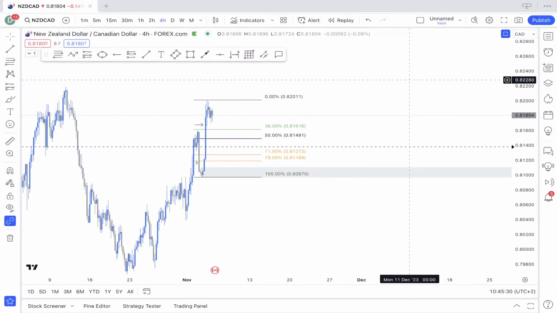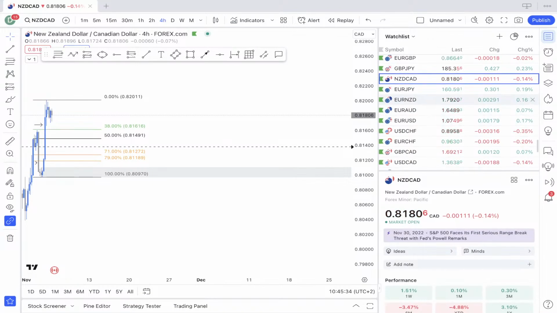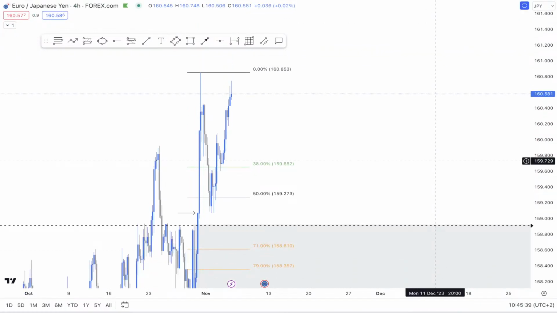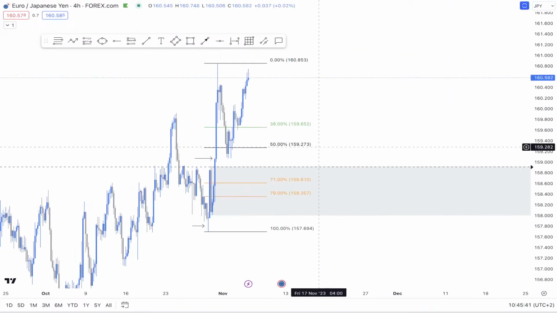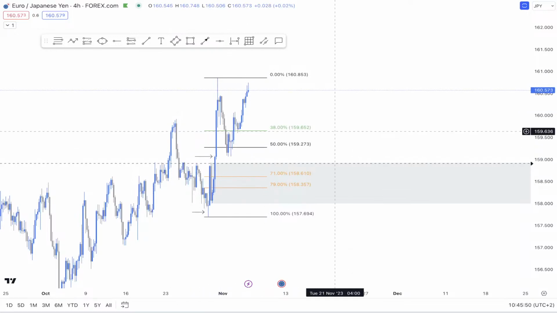Okay, that's about it for NZD CAD. Next up, we have EURJPY. On EURJPY, we have this buy limit opportunity, but the price seems to want to head higher. To be fair, if this high here gets broken, this setup won't be valid anymore. But till then, it still is.